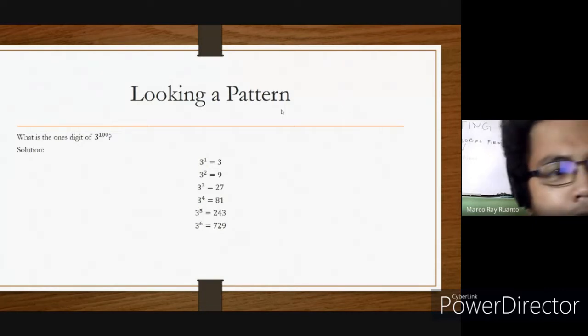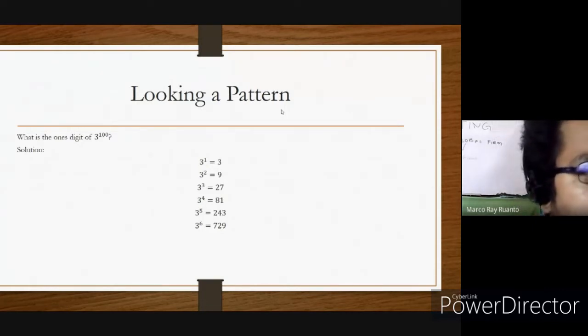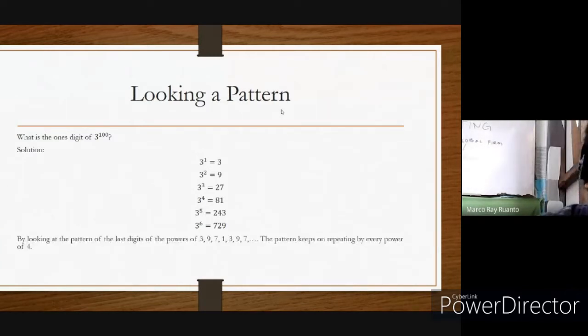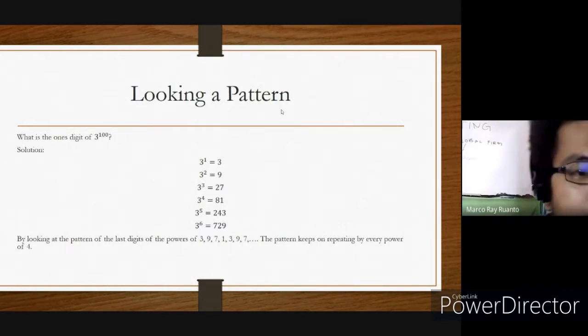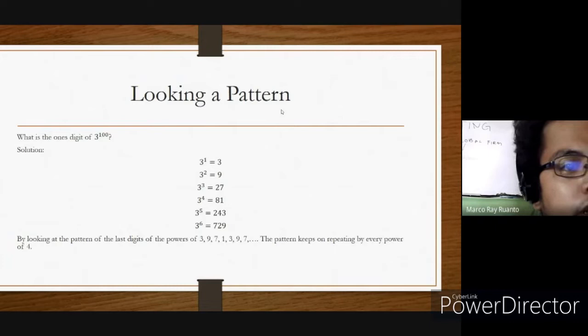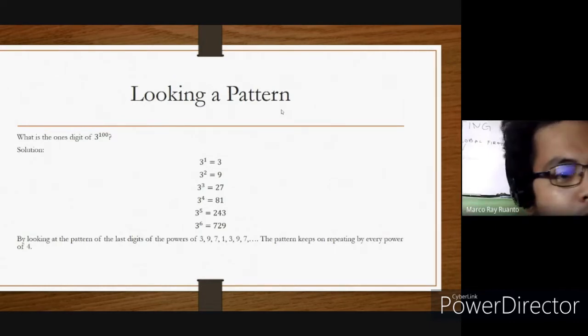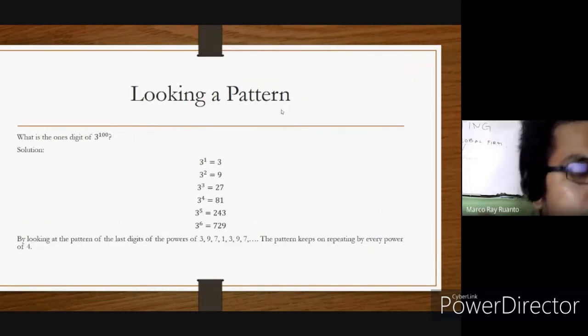No, 2187. Okay, so the ones digit there is 7. If we try to look at the pattern, the last digit of the powers of 3 will be like this: 3, 9, 7, 1, 3, 9, 7, 1, 3, 9, 7, 1. And the pattern keeps on repeating every 4 powers. So every 4 powers, it will go back to 3. So 3, 9, 7, 1, and then back to 3, 9, 7, 1, and so on.